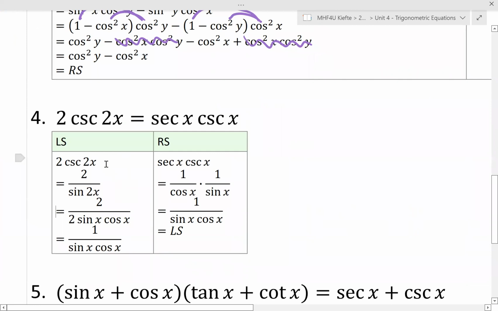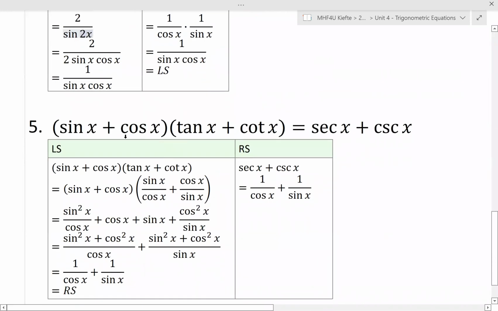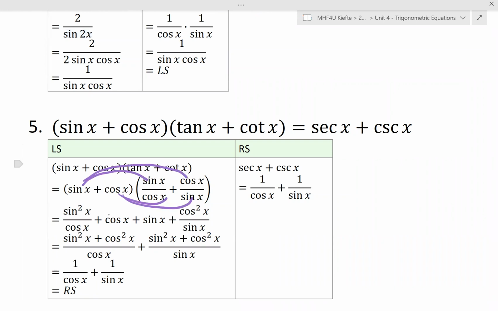Okay, for this question, again, cosecant is 1 over sine. So cosecant of 2x is going to be 1 over sine 2x. And we only have one formula for sine 2x. We plug that in and things cancel, and we get the same thing. Now over here, we make everything in terms of sine and cos. Now we are distributing like this.